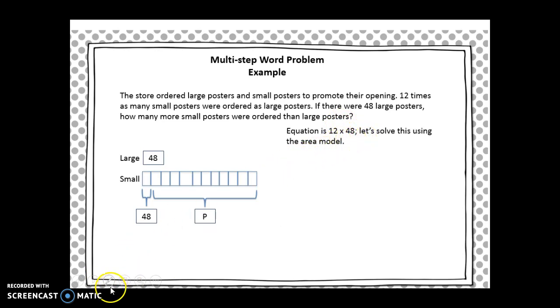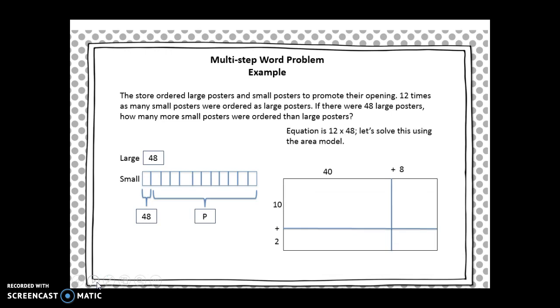So we have to solve that using the area model. Pause the video as you set up your area model for multiplication. This is what you should see or have written in your journal. 40 plus 8, 10 plus 2. We can't forget our multiplication methods.